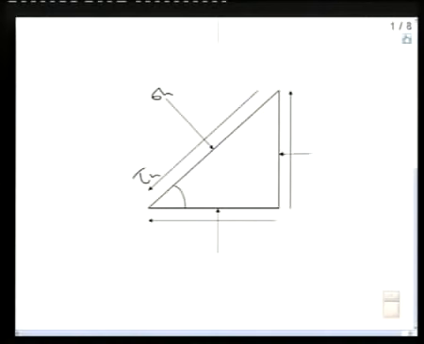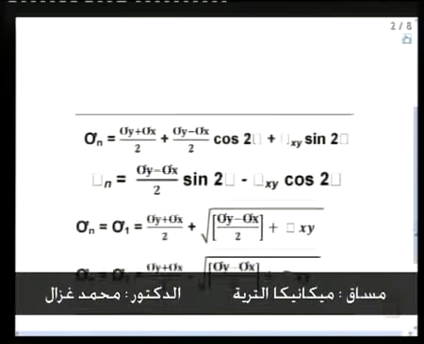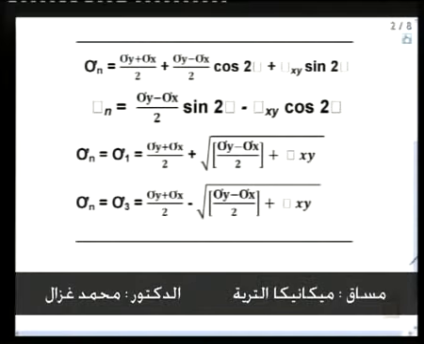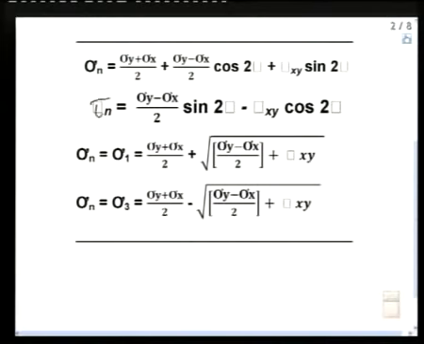To do so, we did some mathematics and we ended up with 4 equations. Remember them? These are 4 equations: sigma n, tau n, and this is sigma n, which is the major principal stress and the minor principal stress.